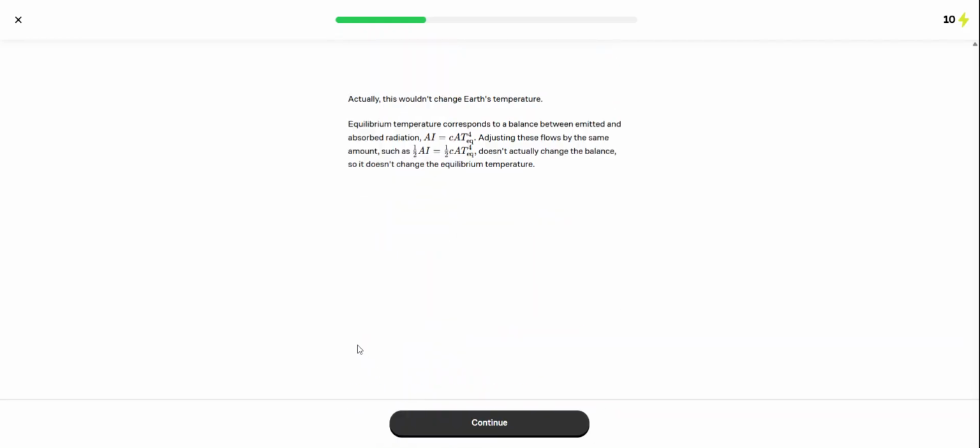Oh, actually this wouldn't change the Earth's temperature at all. So here's why. Equilibrium temperature corresponds to a balance between emitted and absorbed radiation. Adjusting these flows by the same amount, like half, doesn't actually change the balance, so overall it doesn't change the equilibrium temperature. Simply no effect. Temperature remains unchanged, kind of being constant as a result. So continue.